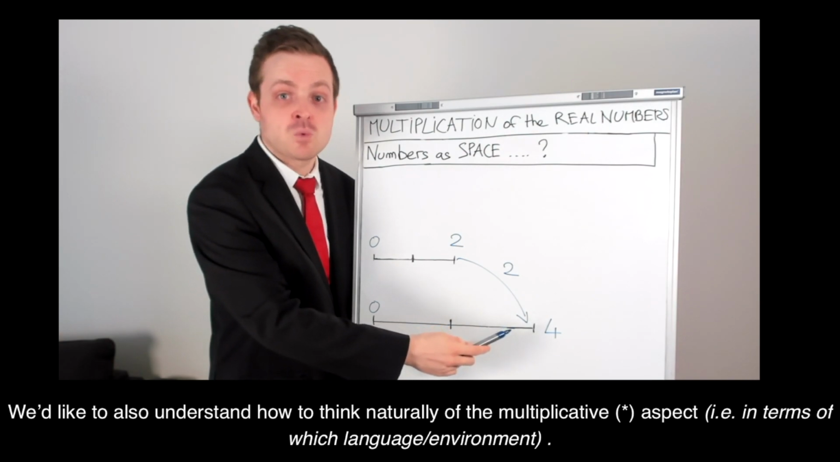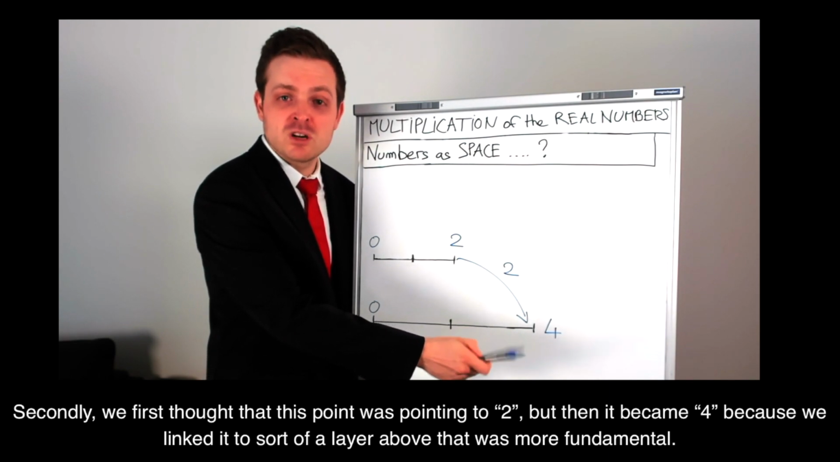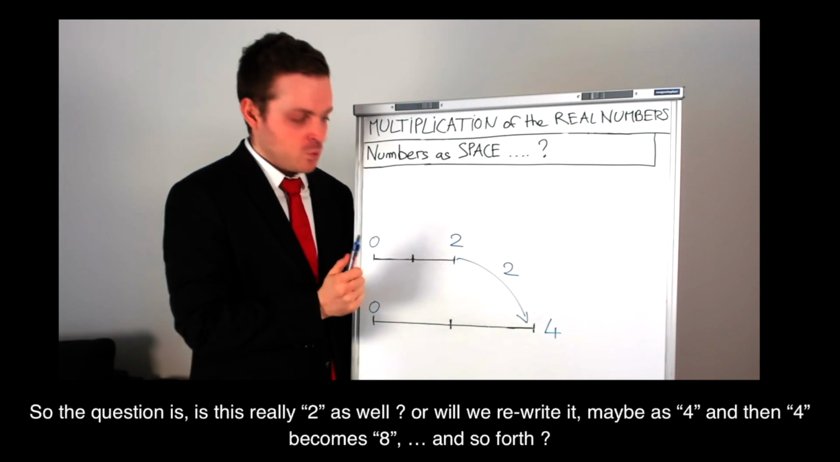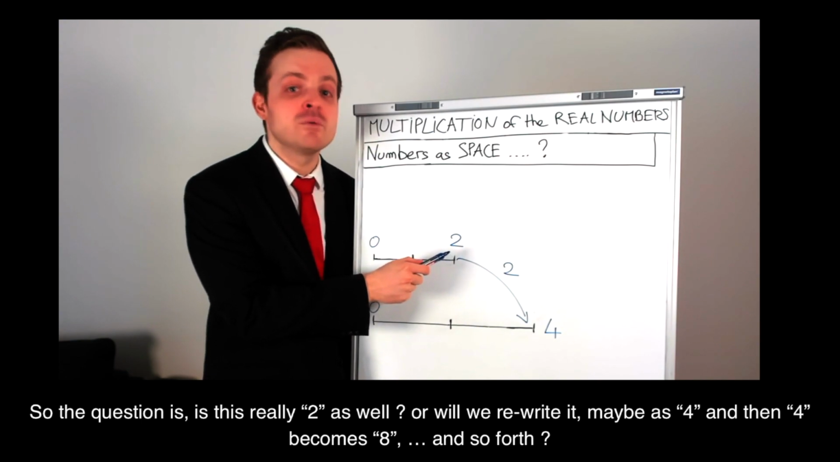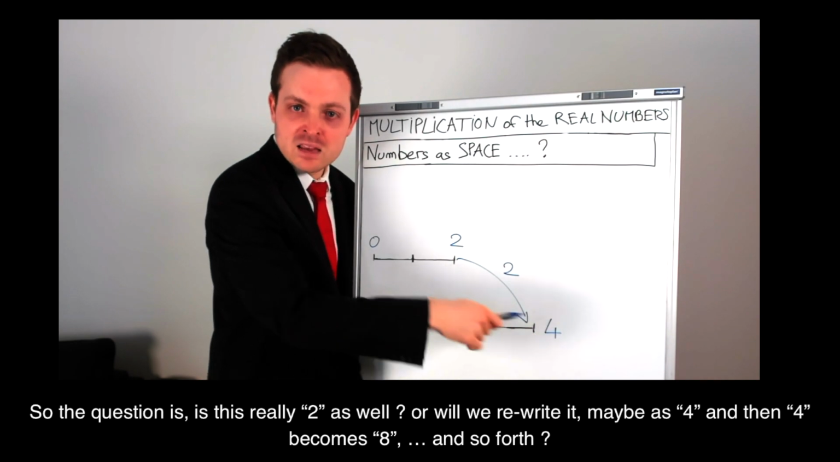of numbers as well. Second of all, we first thought that this point was pointing to the number 2, but then it became the number 4 because we linked it to a layer above that was more fundamental. So the question is, is this really the number 2 as well, or will we rewrite it and then maybe we'll write that it is 4 and this will become 8 and so forth.